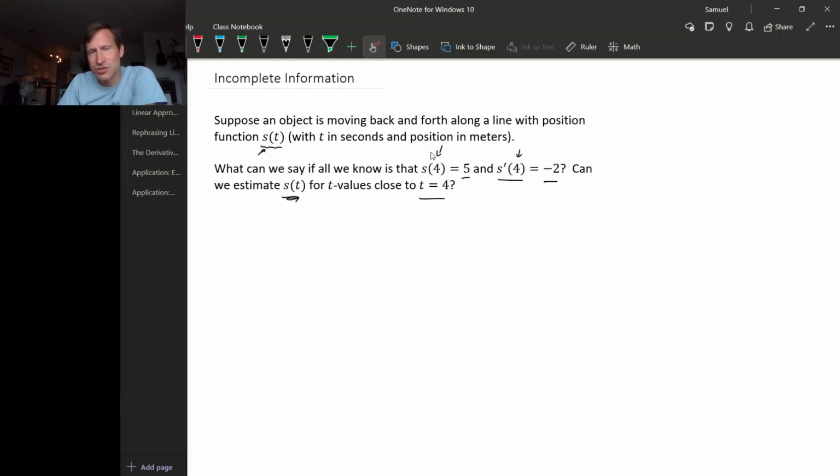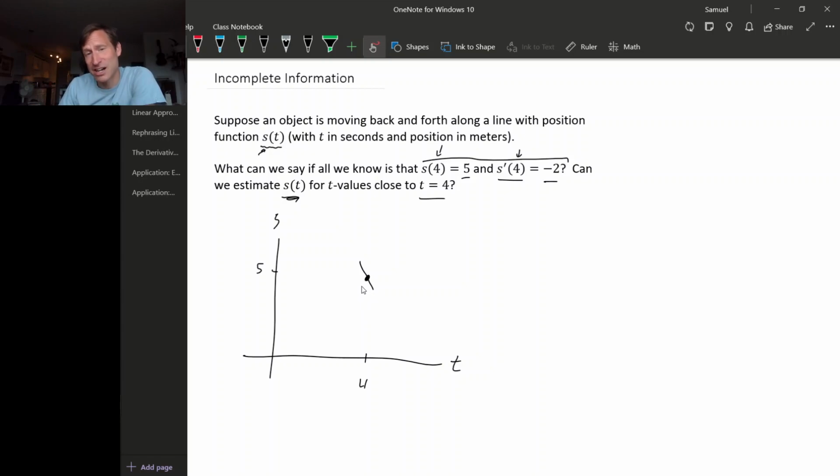Well, let's draw a picture of what this information is telling us about this position function s. So here's our s-axis and here's a t-axis. At t equals 4, we know we're at position 5. And since s prime of 4 is minus 2, that means that at this point, the slope of the tangent line to the function looks like this.